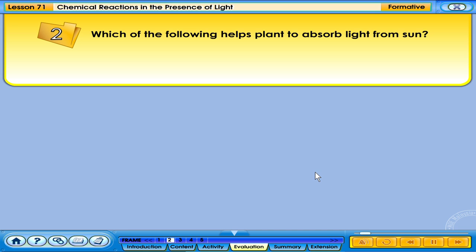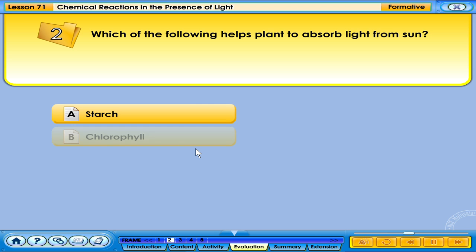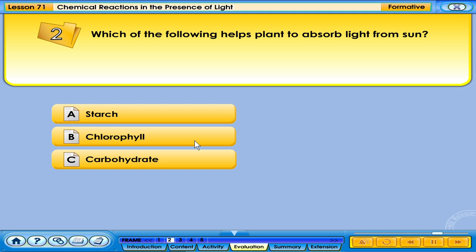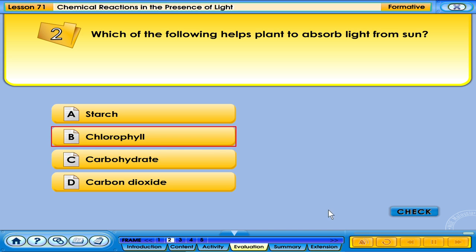Which of the following helps plants to absorb light from the sun? A. Starch. B. Chlorophyll. C. Carbohydrate. D. Carbon dioxide. Your answer is correct.